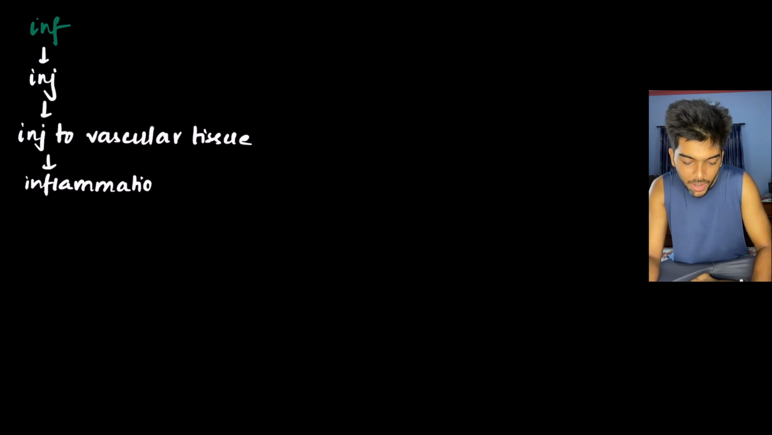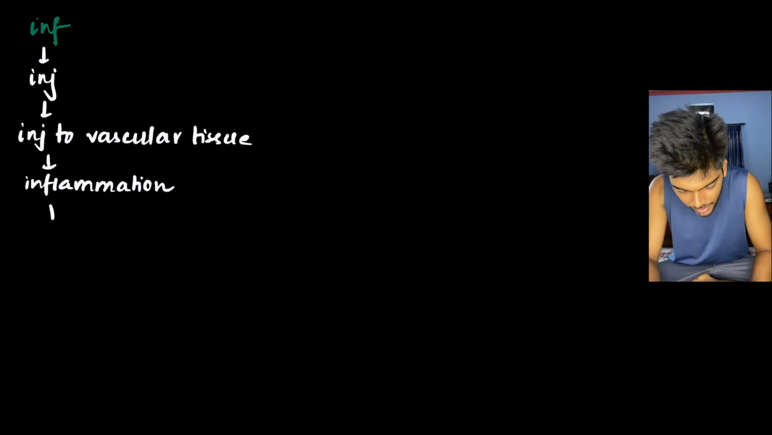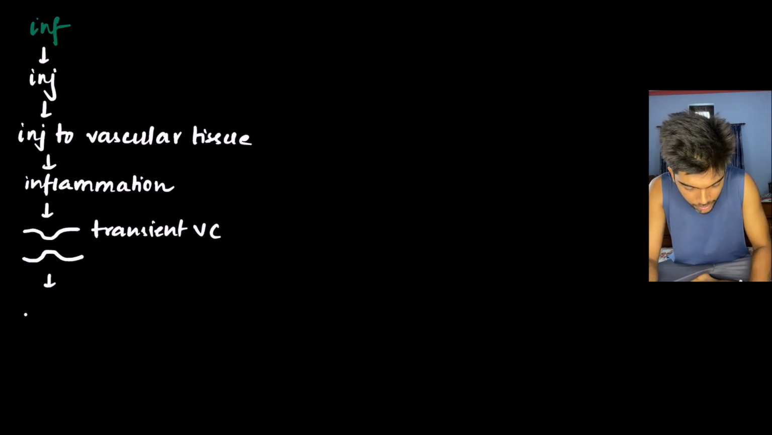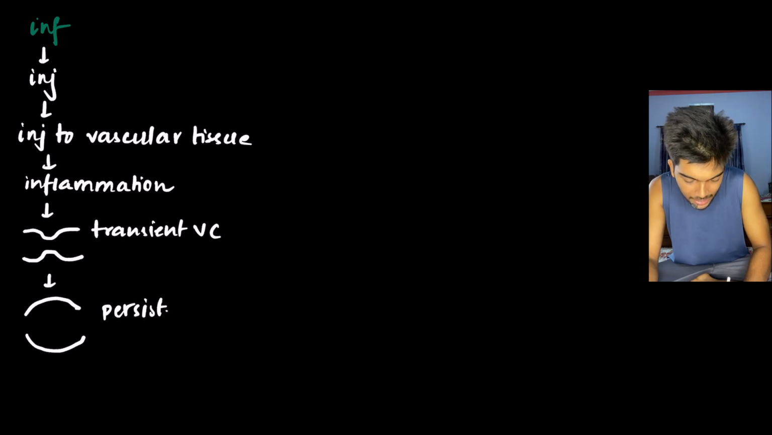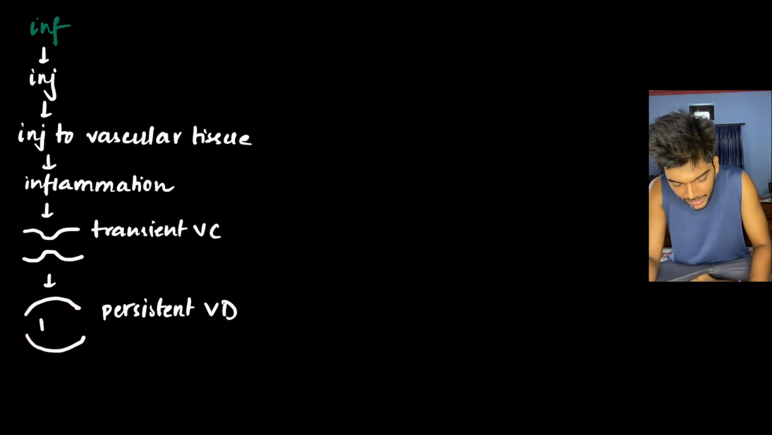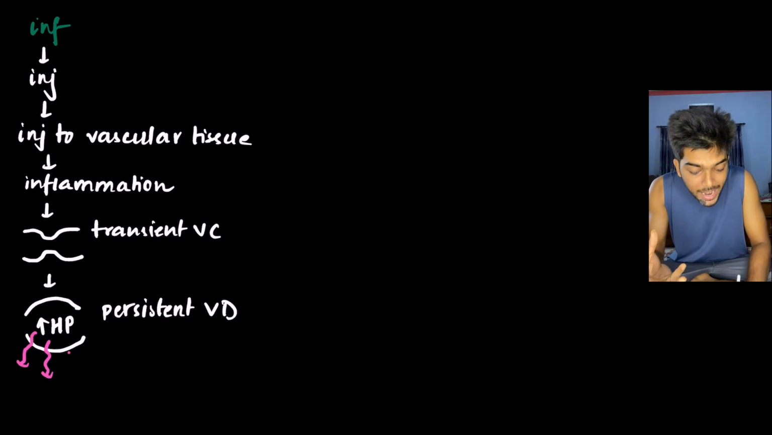What are the steps of inflammation? Very first, there is transient vasoconstriction, which is followed by vasodilation. Persistent, that is lasting for a longer period of time, persistent vasodilation. Now the blood vessel that is dilated, there is accumulation of blood. Due to accumulation of blood, there is increase in hydrostatic pressure. Due to increase in hydrostatic pressure, the fluid from inside the blood vessel gets pushed outside.